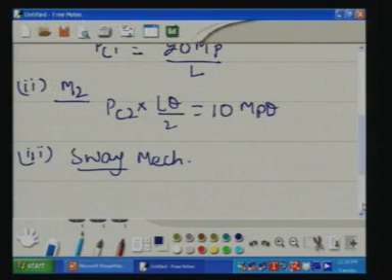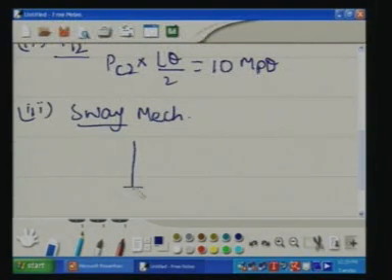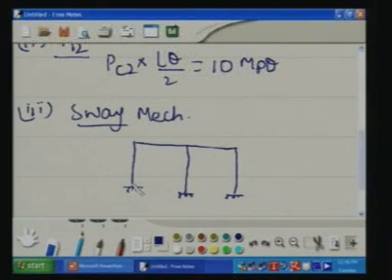The sway mechanism, the hinge will be formed at this place, at this place, at this place, of course in columns, because the value of plastic moment is lesser in the columns. So, at all these 6 places the hinge will be formed, and the virtual work will be done only by the lateral load, because there is no vertical displacement.